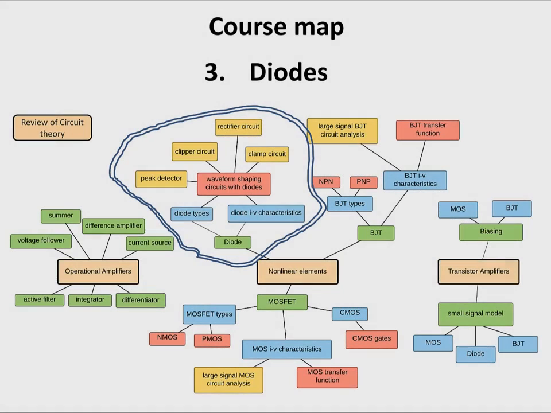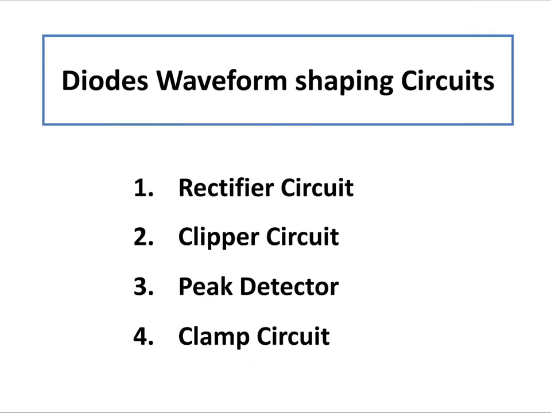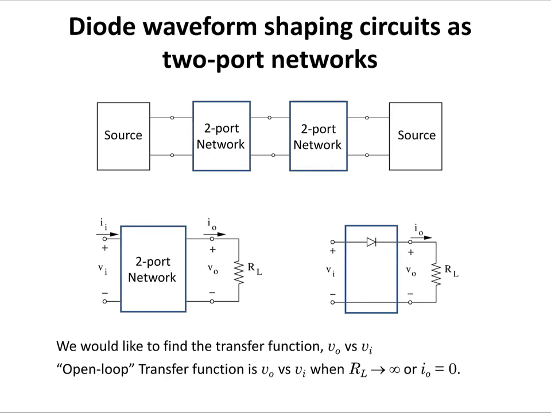Hello everyone, we are at the topic of diodes, and today we are going to look at waveform shaping circuits using diodes. There are four types of waveform shaping circuits based on diodes: rectifier, clipper, peak detector, and clamp circuits. These circuits are used to change the waveform of the input signals and generate a new signal at the output.